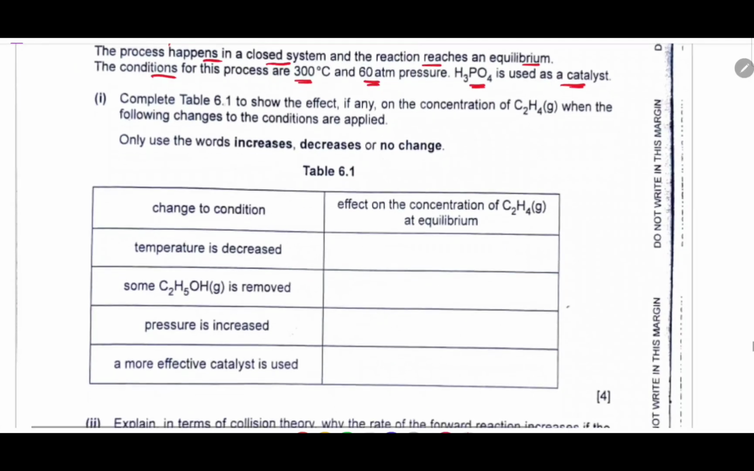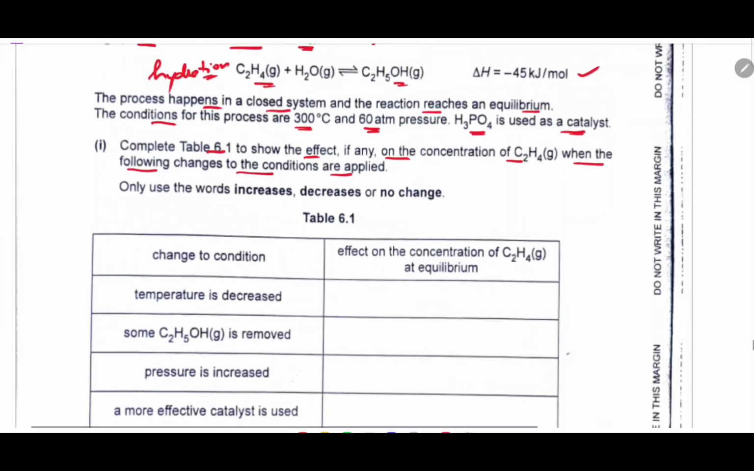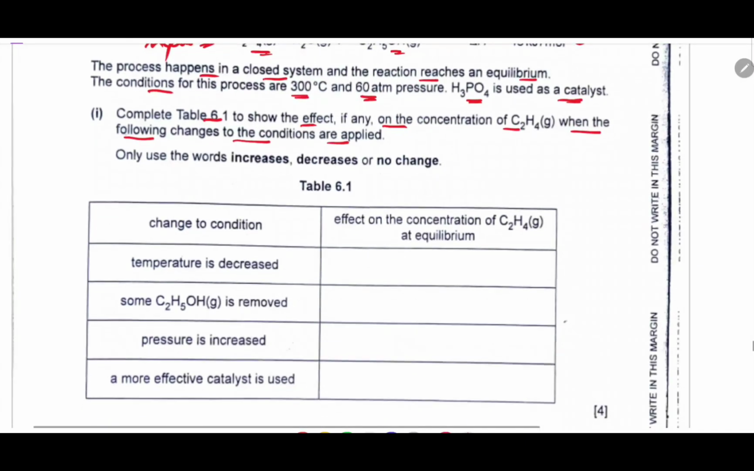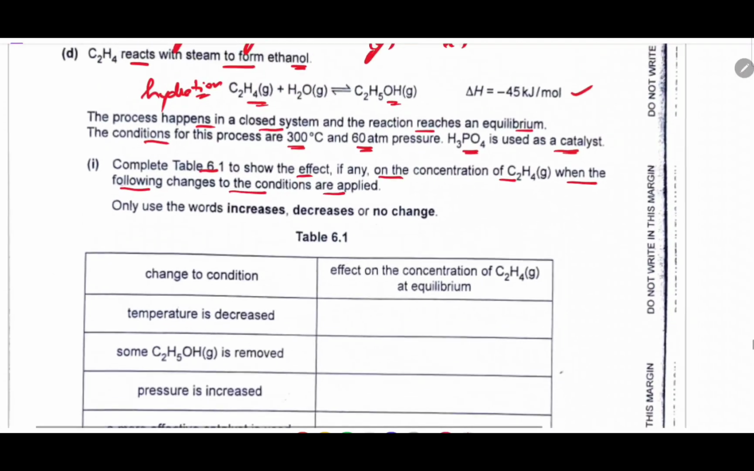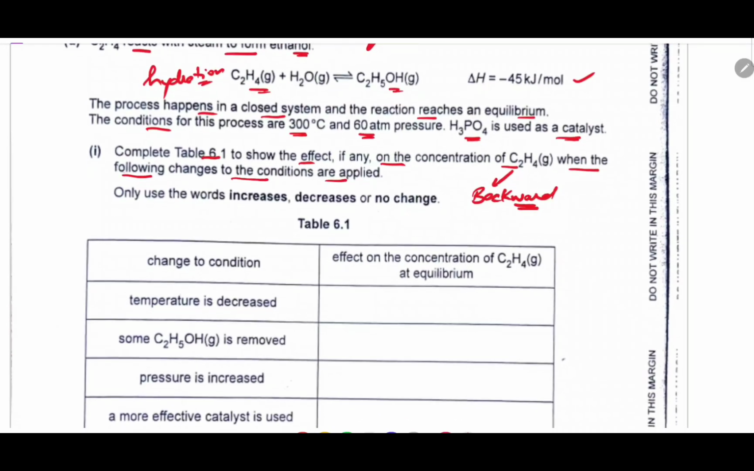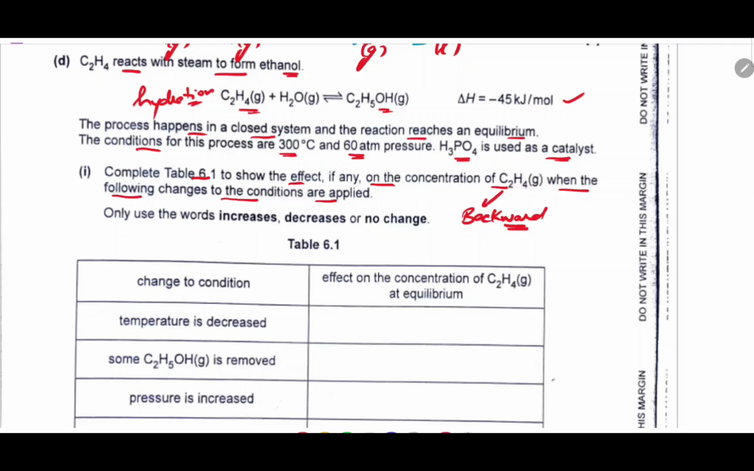Complete Table 6.1 to show the effect, if any, on the concentration of C2H4 when the following changes or conditions are applied. What it is asking is, when we make a change to the reaction at equilibrium, what will happen to the concentration of C2H4? C2H4 is on the backward side. So basically, we have to look at whether these conditions take the reaction backward or not. If taking it backward, then the concentration will increase. If not taking it backward, then the concentration will decrease.